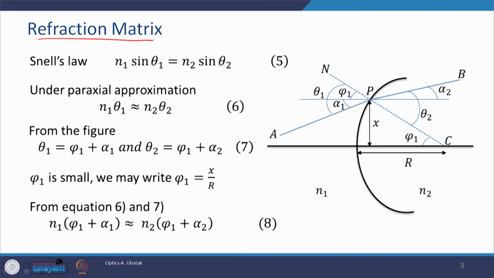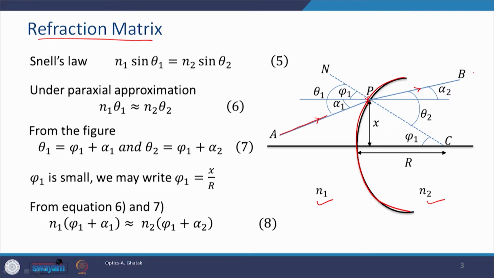Now suppose we have a spherical boundary or a spherical refracting surface which is separating two media of refractive index n1 and refractive index n2, and suppose an object is placed at point A and the light coming from point A falls at point P on the refracting surface, and after getting refracted it goes to point B. After refraction, the direction of propagation of the ray is PB.